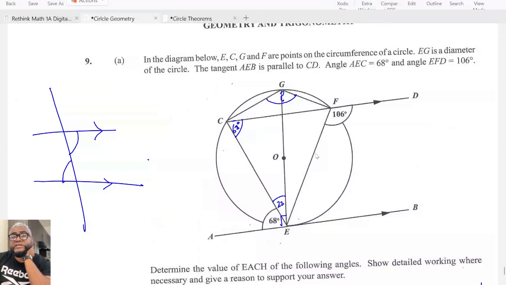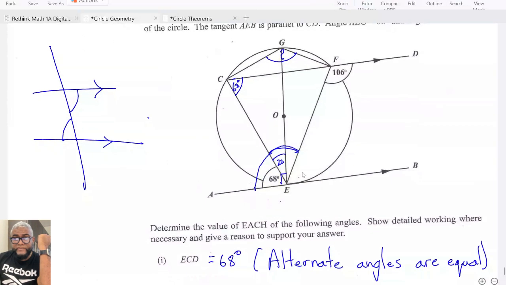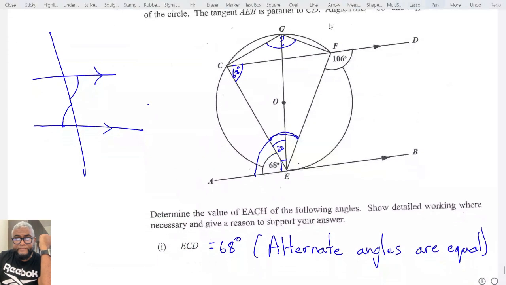I'm thinking if he has 106, we could find this whole angle here. Because if he has 106, this whole thing is 106, because they are alternate angles. This angle on this side here is equal to this whole angle here. So we can't find this piece here, right? So let's find C, E, F. I'm going to write only working for that. C to E to F, right?